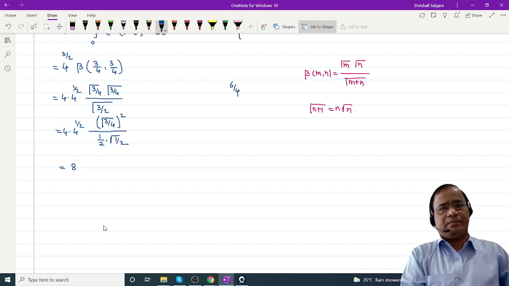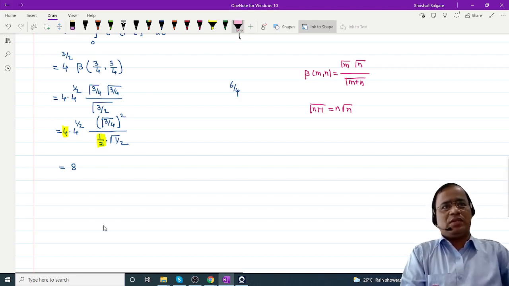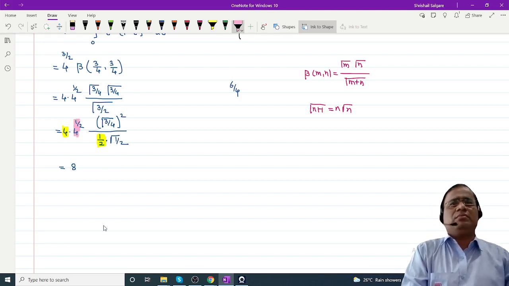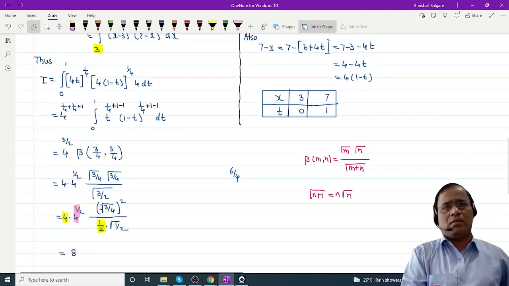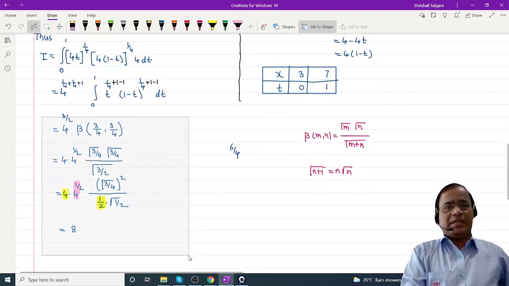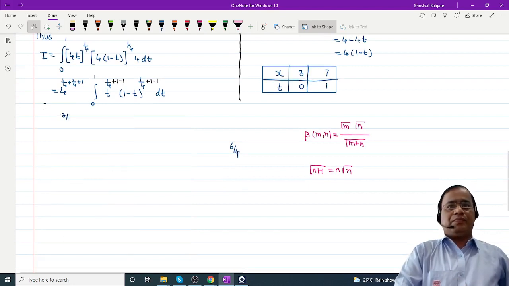Eight. Well, from where am I writing 8? This 4 and this 1 by 2 comes as 8, and these two terms I will write together. What is this, 2 raised to 4 raised to 1 by 2? That should be beta. Something is wrong? Sir, it should be beta of 5 by 4. Yes, 5 by 4. I made a mistake here. Okay, so up to this I will rub everything, and once again I will continue.